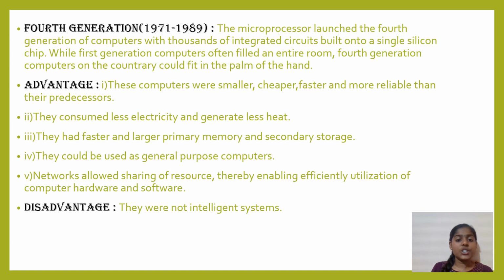While first generation computers often filled an entire room, fourth generation computers, on the contrary, could fit in the palm of the hand. Advantages of fourth generation. These computers were smaller, cheaper, faster, and more reliable than their predecessors. They consume less electricity and generate less heat. They had faster and larger primary memory and secondary storage. They could be used as general purpose computers.